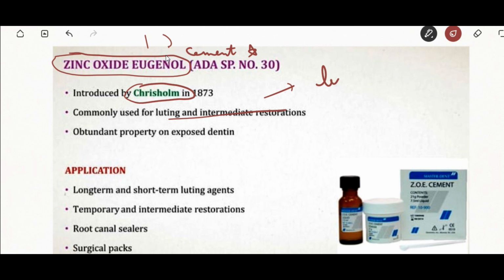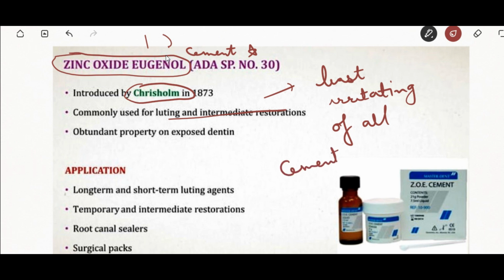These cements are the least irritating of all dental cements, which is why they have an obtundant or sedative effect on the exposed dentin. Application: they can be used as long-term and short-term luting agents, as temporary and intermediate restorations, as root canal sealers, or as surgical packs.